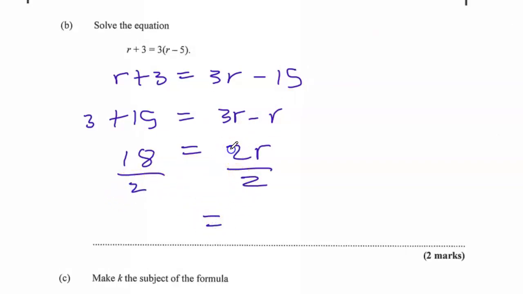So r is equal to 2 into itself as 1, so 1r. 18 divided by 2, 9. So r is equal to 9.